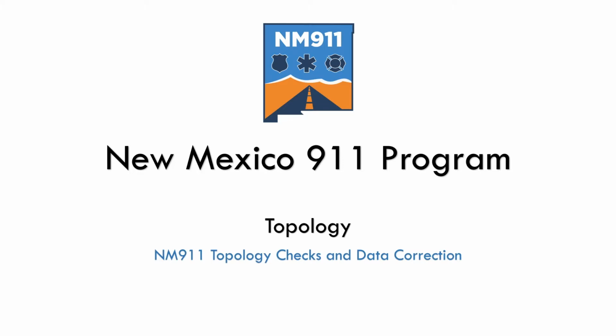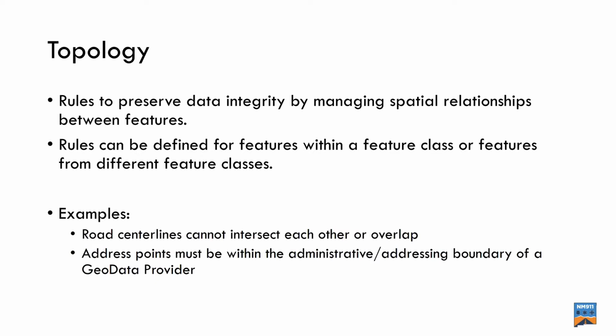This video in the series is about various topology checks performed on the geodata provider's data as part of the NM911 GIS data assessment. Topology can be defined as the rules to preserve data integrity by managing spatial relationships between features. These rules can be set for features within a feature class or features from different feature classes.